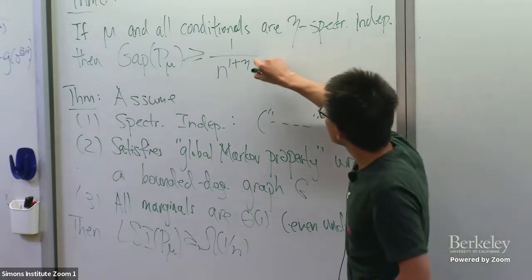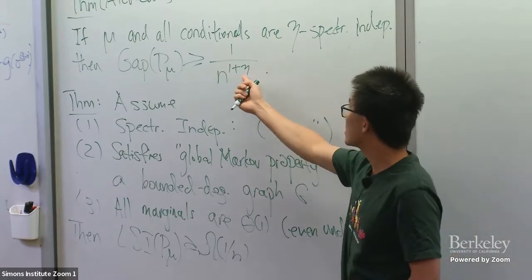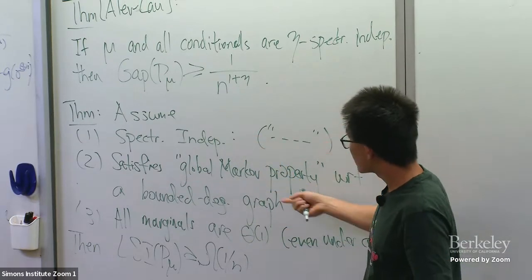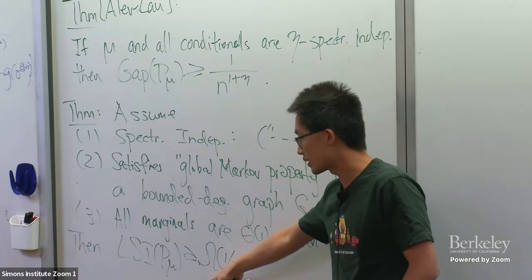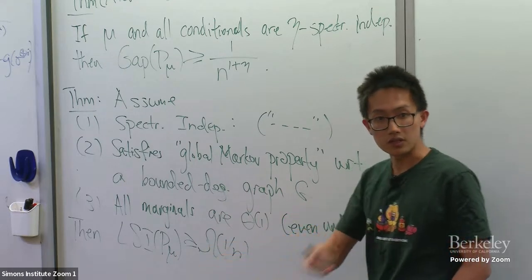Here I'm assuming only spectral independence, but I can only deduce a bound on the gap, and the spectral independence goes in the exponent of n. Here, if I make the same assumption but also add two more assumptions, I get 1 over n. Of course, there's some dependence on the spectral independence, but crucially it's not in the exponent of n.